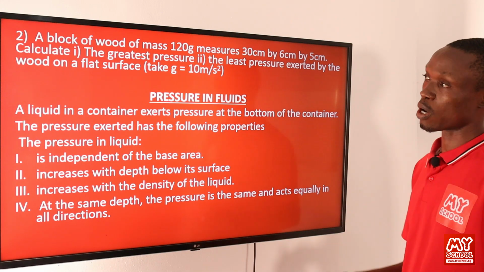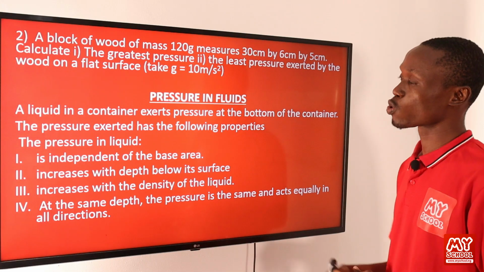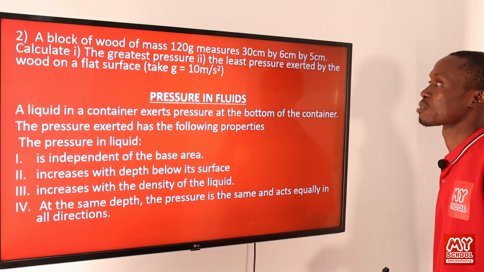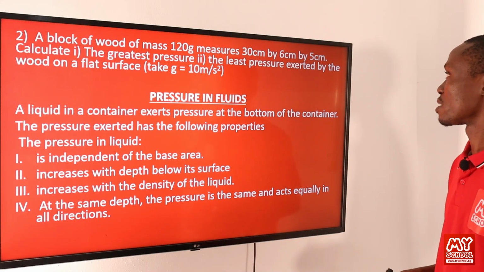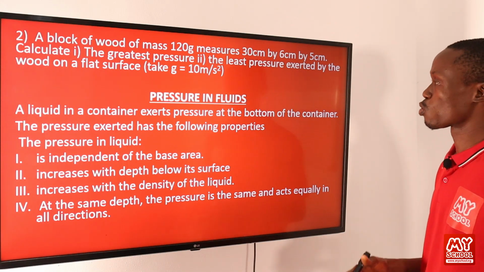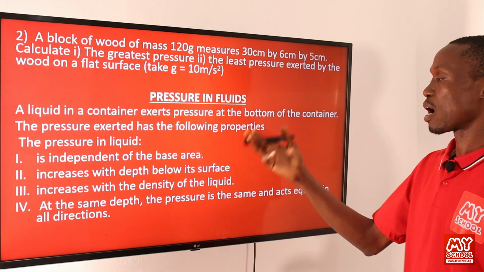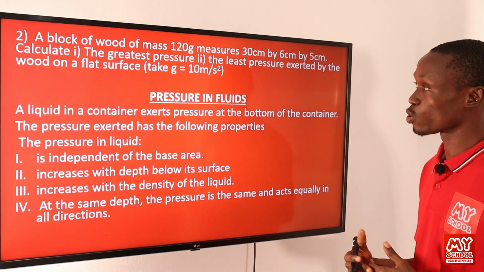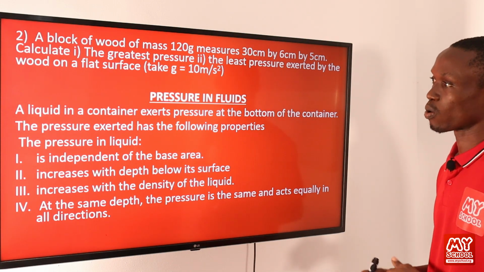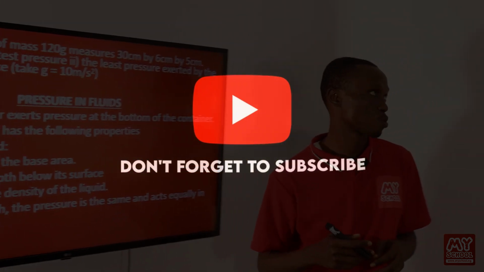On the next slide, we also have another example, just to drive home how to apply this formula. Example 2: a block of wood of mass 120 gram measures 30 centimeter by 6 centimeter by 5 centimeter. Calculate 1, the greatest pressure, and 2, the least pressure exerted by the wood on a flat surface. We are asked to take g, which is acceleration due to gravity, to be equal to 10 meter per second square. For this problem, we are going to move over to the board to solve it.